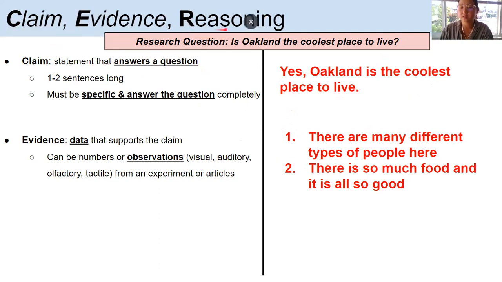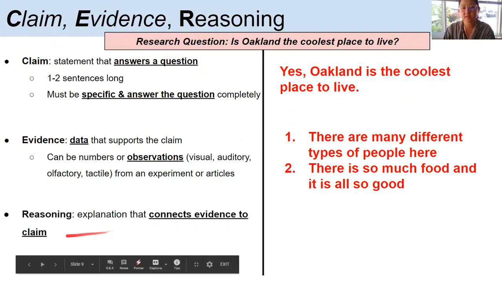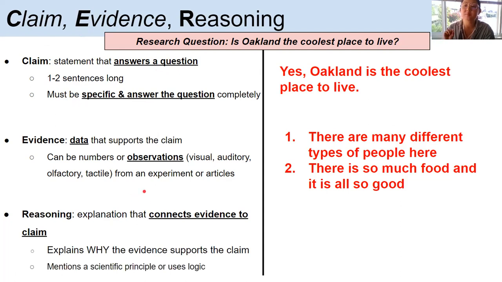Now we have these 2. We're going to move on to reasoning. So reasoning is an explanation that connects evidence to claim. So the reasoning is like, why does this evidence support the claim? So it explains why the evidence supports the claim, and it mentions a specific scientific principle or uses logic.